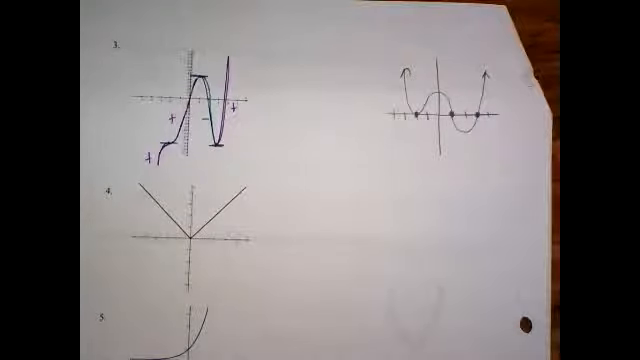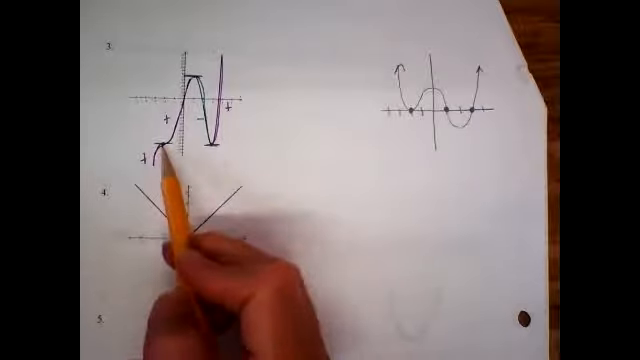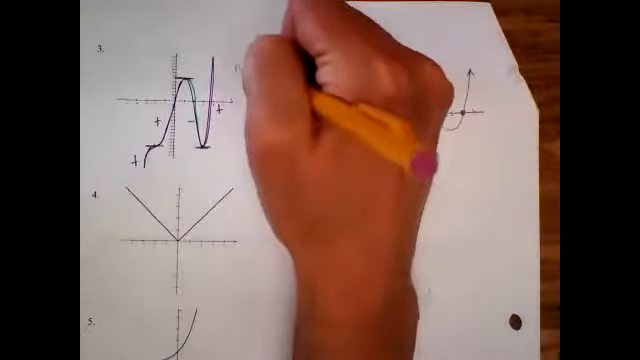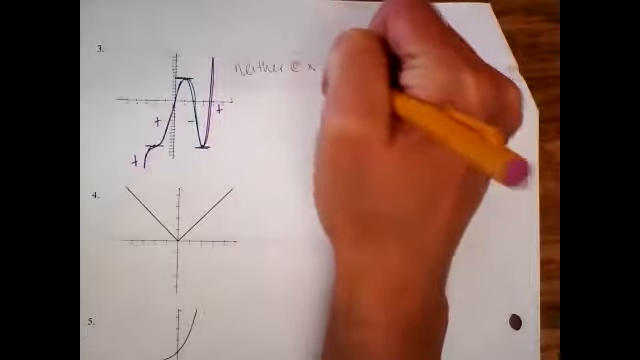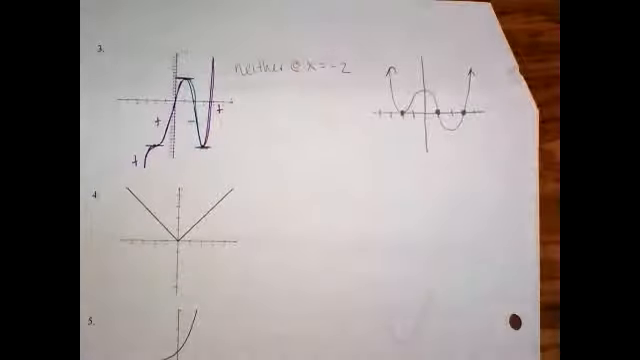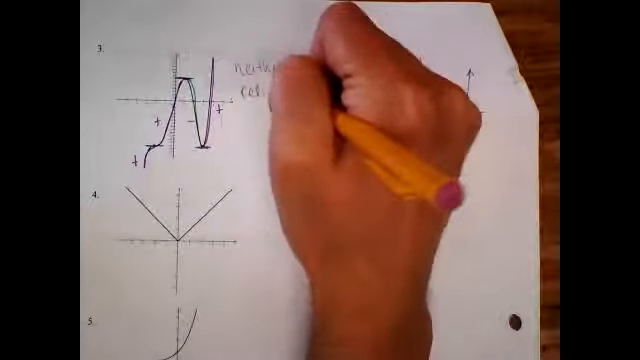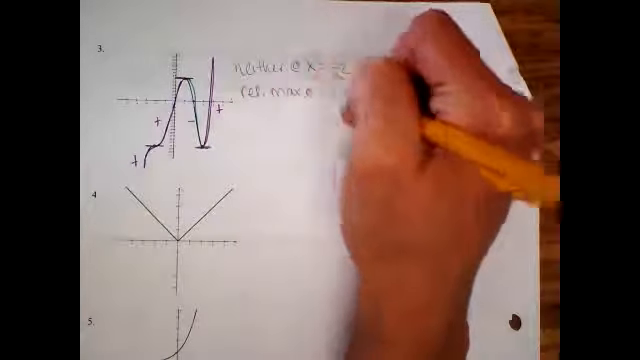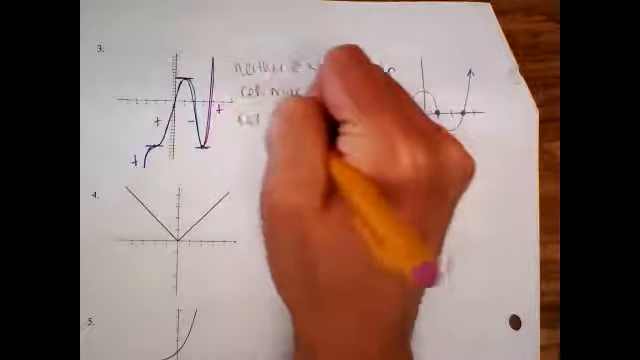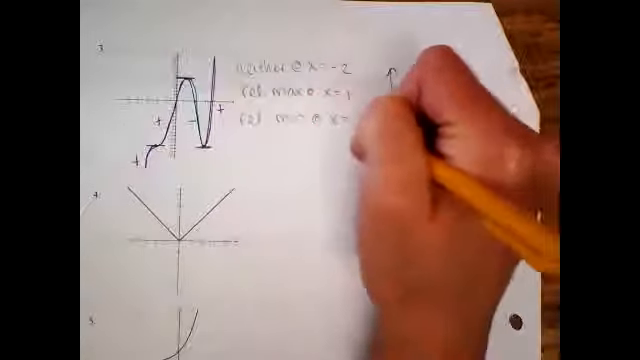Oh, and I didn't list out the critical points. All right. At -2, we have neither a relative maximum or relative minimum. So neither at x equals -2, but it's still a critical point. Still counts as a critical point. And then we have relative maximum at x equals 1, and then relative minimum at x equals 3.